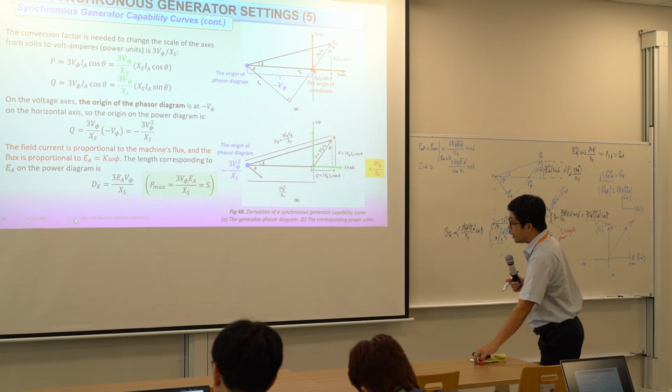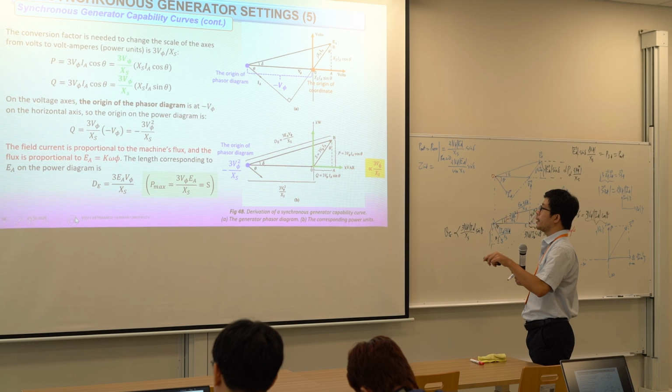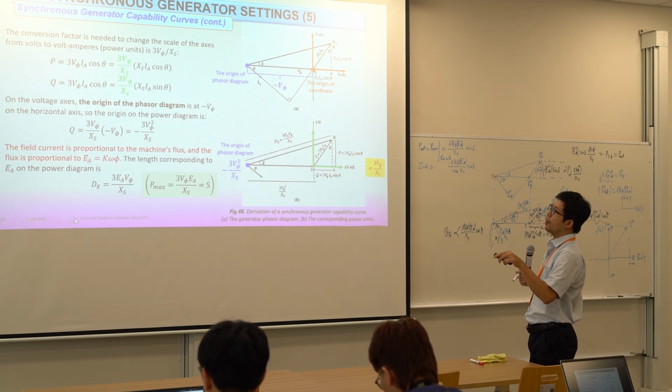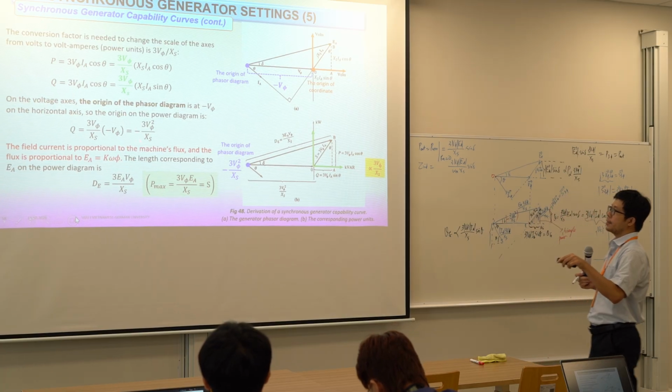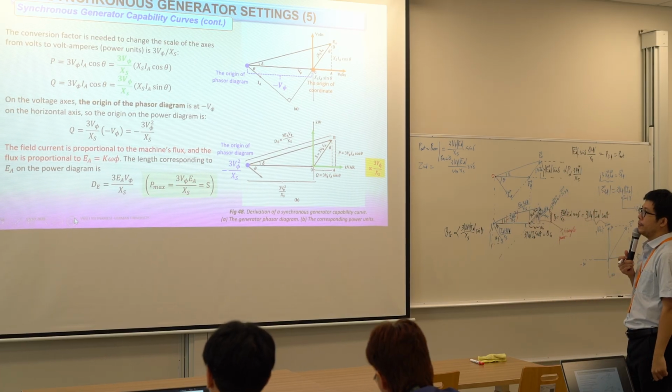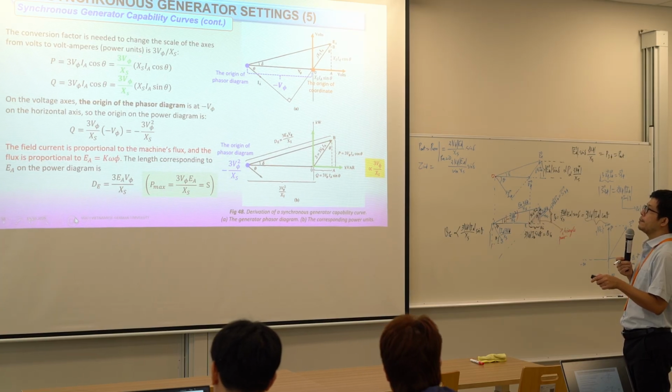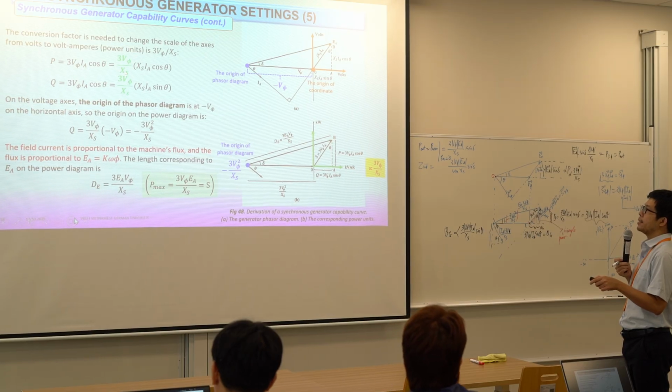So now, to adapt to this diagram, we need to modify these formulas a little bit. We have P equals 3V phase IA cosine theta. Okay, so if we multiply by XS and alpha XS.